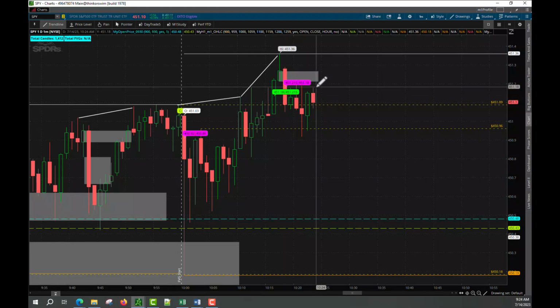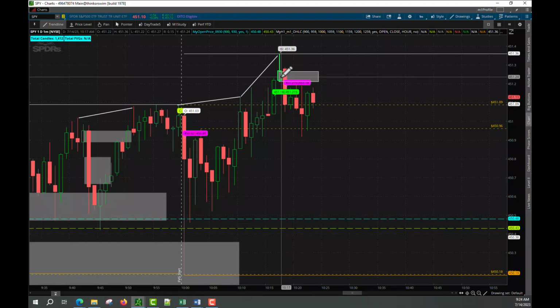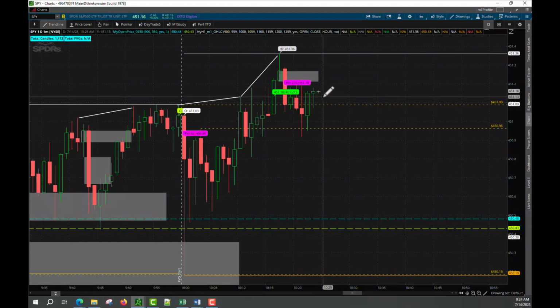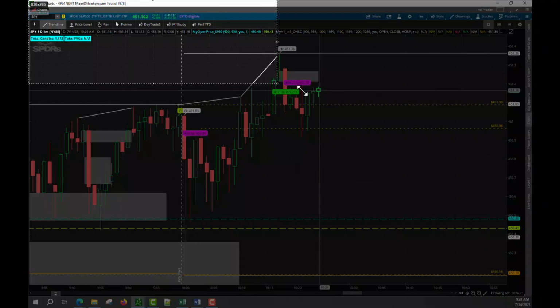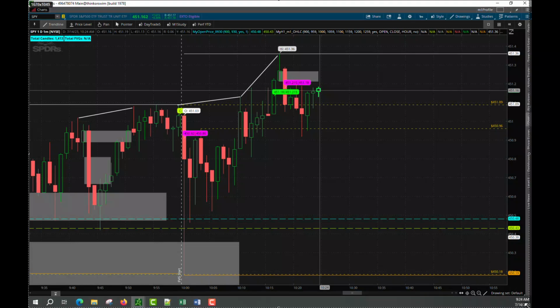Let's see, we should know, is another short setup for us right here. So let's see if it can go up this time. Okay, go in short now. Short now. Why do we short now? And the stop loss right there.